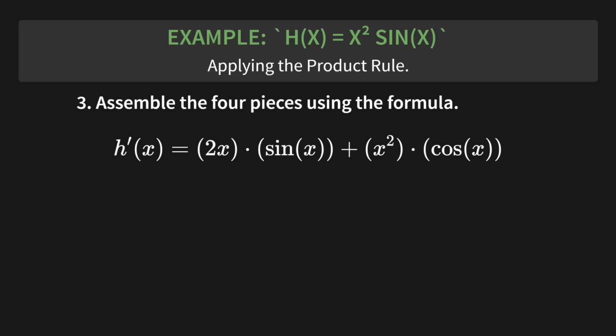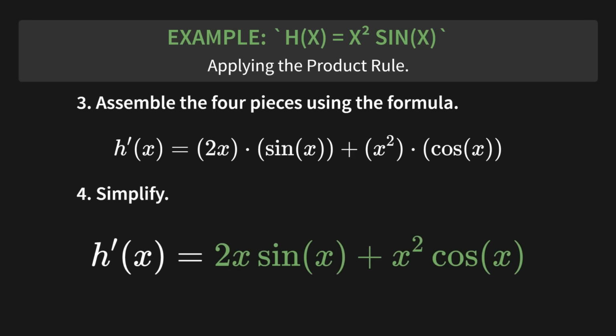Now for step 3. Assemble the 4 pieces using the formula. Remember the rhythm? Derivative of the first times the second. So that's 2x times sine of x, plus the first times the derivative of the second. So that's x squared times cosine of x. There it is, all laid out. Step 4 is just to simplify. H prime of x equals 2x sine of x plus x squared cosine of x. That's it. That's our answer. Not so bad when you follow the pattern, right?